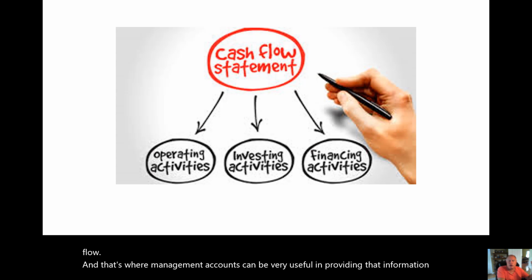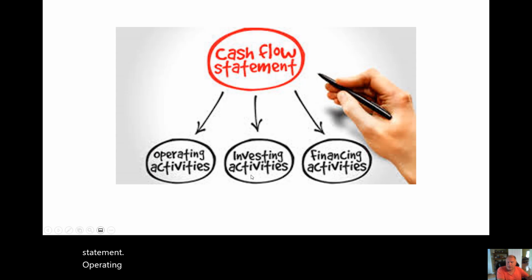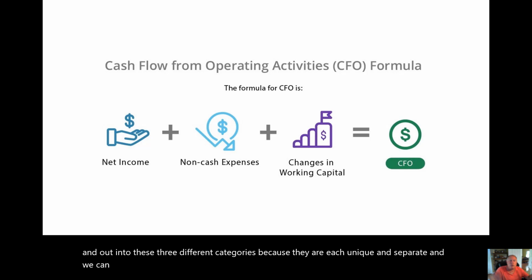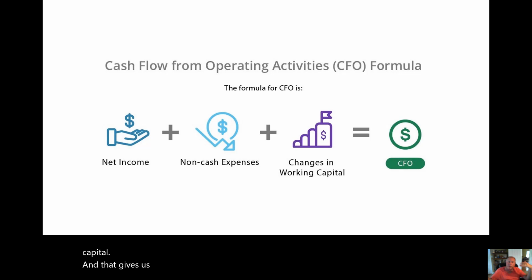Now, you should have covered this in financial accounting, but it's the cash flow statement: operating activities, investing activities, financing activities. So we look at how cash flows in and out in these three different categories because they're each unique and separate, and we can learn from them. So cash flow from operating activities is pretty simple. It's net income. Then you add back non-cash expenses, subtract non-cash income, and adjust for changes in working capital, and that gives us cash flow from operating activities.